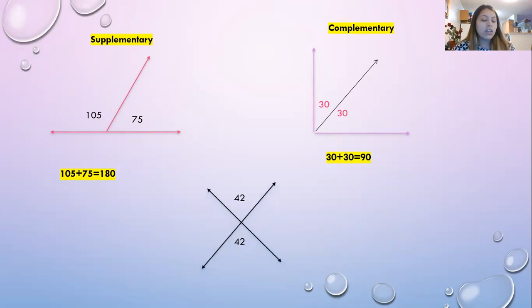Vertical angles are angles that intersect and meet at the vertex. So 42 and 42 here are congruent to each other. Parallel lines are two lines that go side by side each other, but they never intersect.